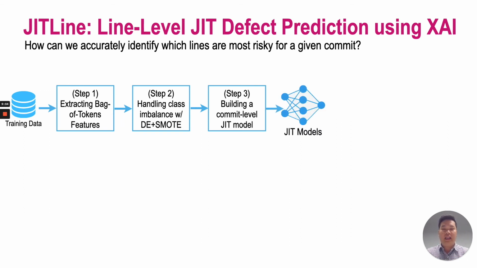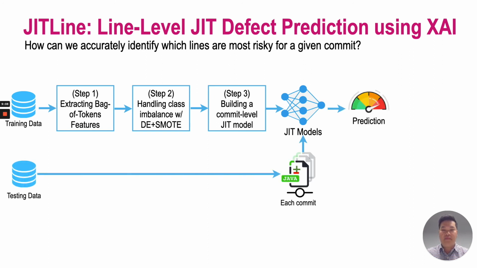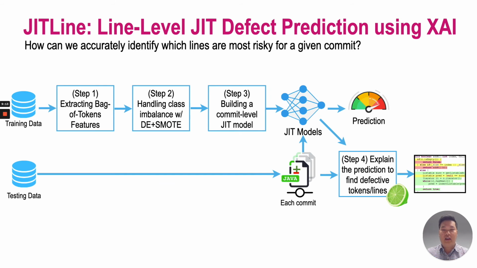For each commit in the testing dataset, we use LIME, a state-of-the-art model-agnostic technique, to explain the prediction. With this approach, it allows us to understand which tokens contribute the most to the commit. Then we can compute which lines are the most defective.